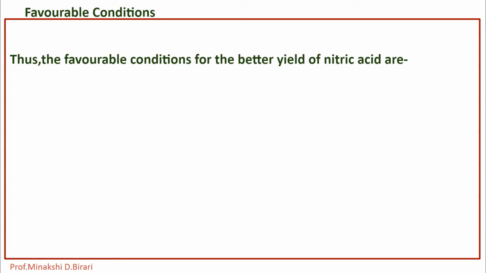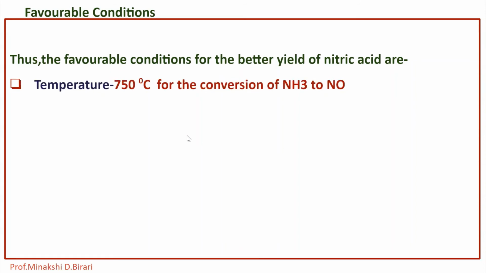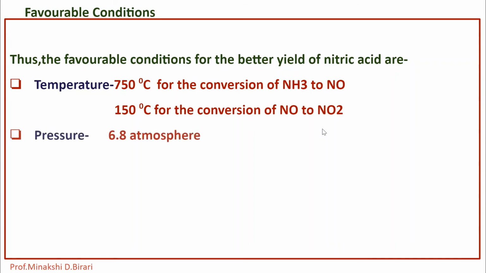The favorable conditions for the better yield of nitric acid are: temperature 750 degrees Celsius for the conversion of NH3 to NO and 150 degrees Celsius for the conversion of NO to NO2. Pressure 6.8 atmosphere. Higher temperature is favorable for the better yield of nitric acid. Catalyst: 10% rhodium and 90% platinum. It is a suitable catalyst for the better yield of nitric acid.